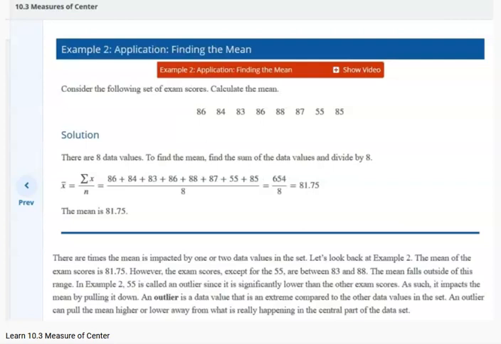For example 2 now, here we have these scores on a test. There are 8 values. Add them all together, divide by 8 gives you this. So the mean of the test is 81.75.